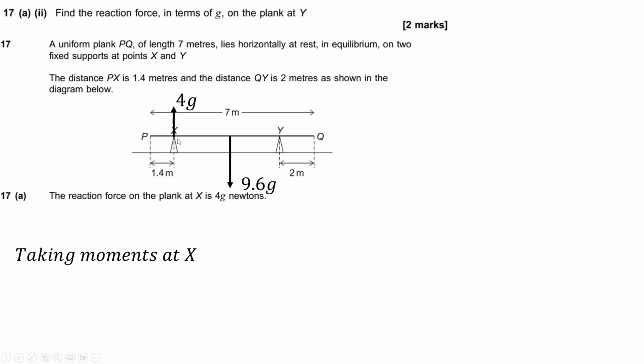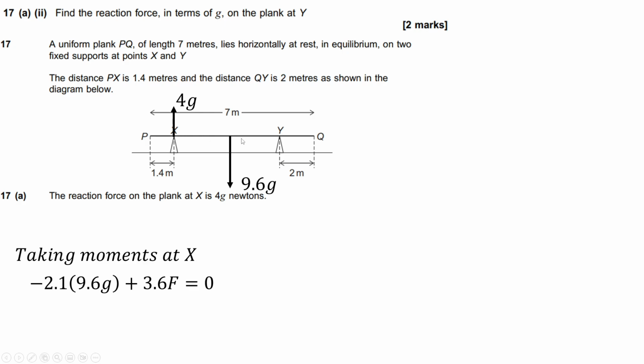Or you can just take moments at X like I did, which isn't the best way. I wouldn't recommend it. It's just longer. You get the same answer either way. You just do the force times the distance, and then take moments at both here and here, and you'd get the same answer. Just be careful, if this is down, then this one here would be up, so then you'd get positive and negative, so minus here, positive here.